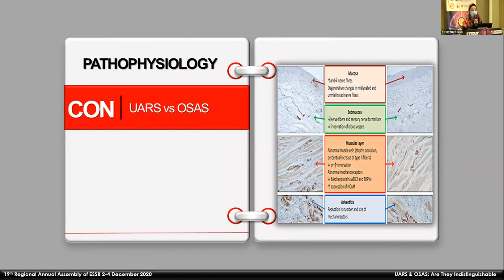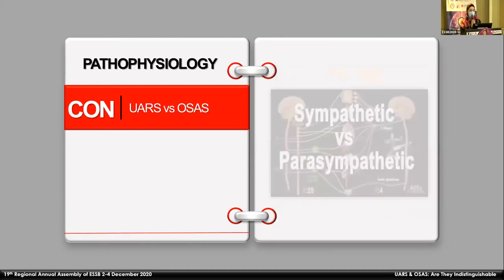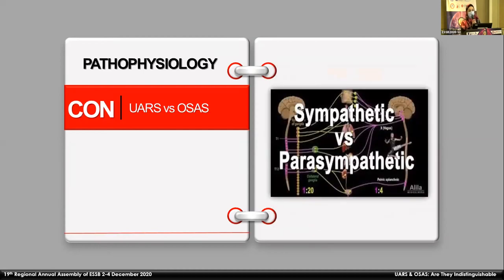These neurogenic lesions impair the normal control of the upper airway patency. That's why patients with obstructive sleep apnea exhibit upper airway loss of patency. But in cases of upper airway resistance syndrome, these neurogenic lesions are absent. The autonomic nervous system: how does it operate in both diseases?